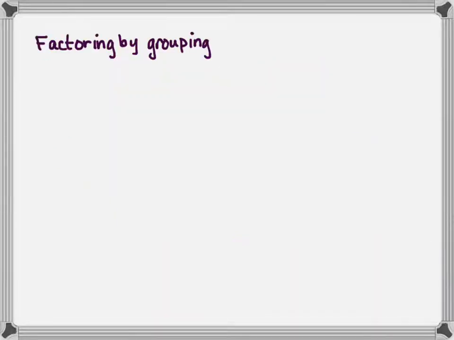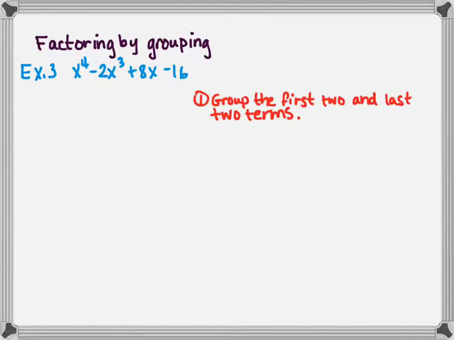Let's look at factoring by grouping. So you can use this when we have a 4-term polynomial. So for example, x to the 4th minus 2x cubed plus 8x minus 16. And what we're first going to do is group the first two and the last two terms. And I sometimes do this by putting parentheses. Sometimes I'll do it by putting a dotted line that splits the polynomial in half. But you want two groupings.